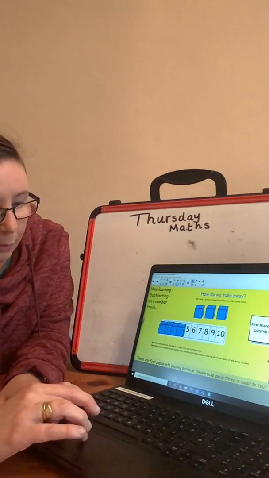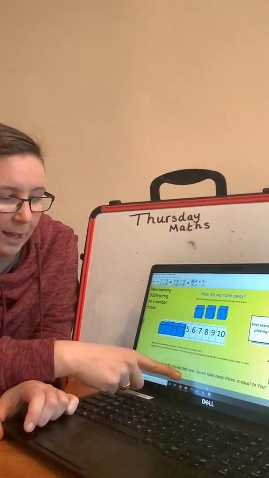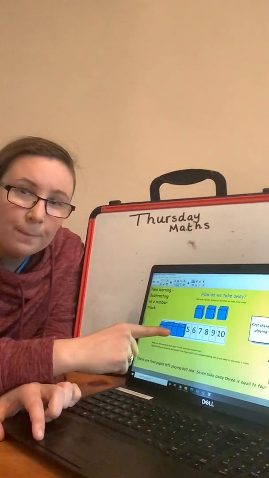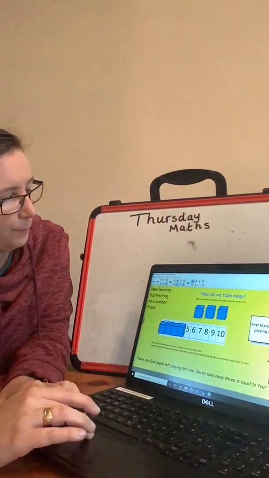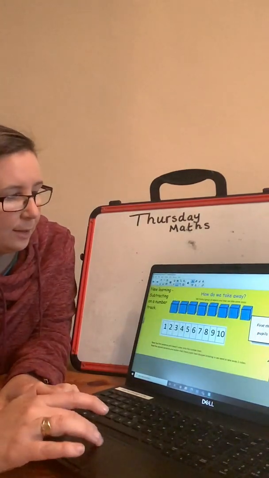Well done. Did you work that out? I'm sure you did. So it says here there were 4 pupils left playing ball now. 7 take away 3 is equal to 4. Good job. You're getting really good at this subtraction, aren't you? And using these number lines.